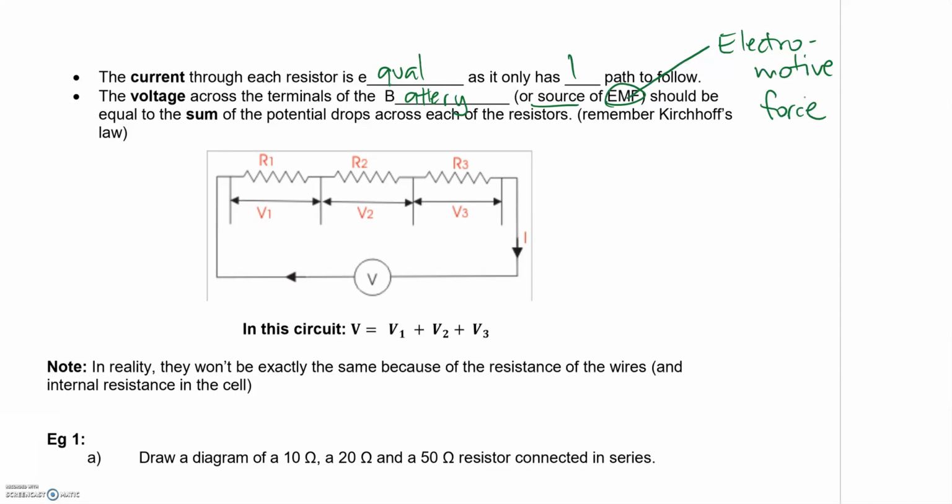So the voltage of the EMF is equal to the sum of the potential drops across any of the resistors. Now in this diagram, it's interesting, we actually don't have a source of voltage. So let's say what I just drew in there was a 12-volt battery. If all these resistors were equal, you'd have 4 volts across the first one, 4 volts across the second one, and what's left? 4 volts.